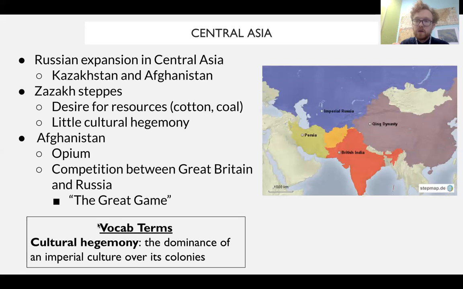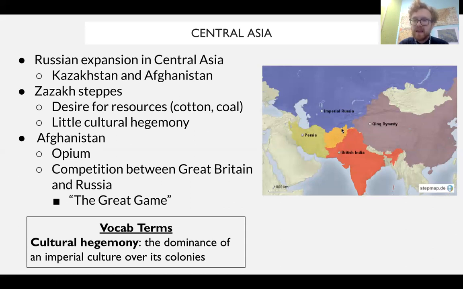Hegemony is political, or I should actually broaden it. It is the idea of dominance, that one country is more powerful than a weaker country. And in terms of cultural hegemony, this is an imperial power enforcing its culture over a weaker power. So cultural hegemony is the enforcement of an imperial culture over a colony, over a conquered territory. But we're going to see little of that in Russia, or at least in the Russian Empire in Central Asia.